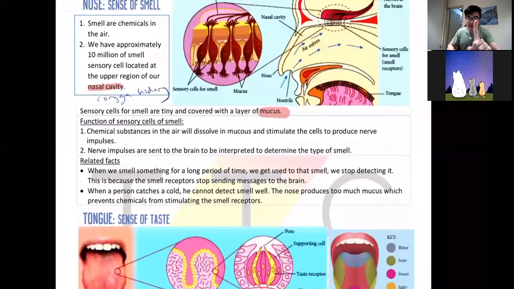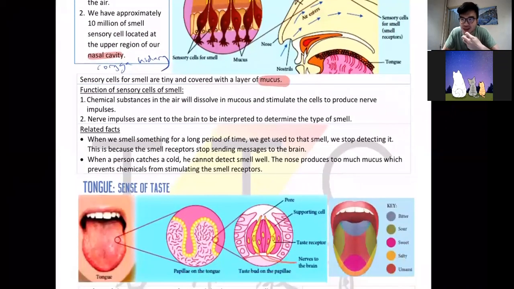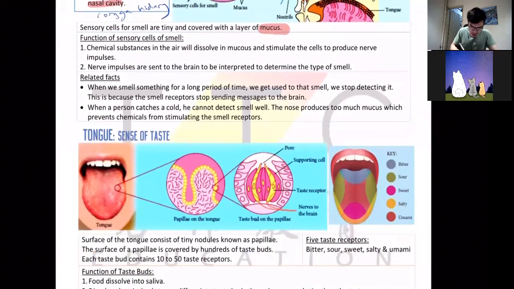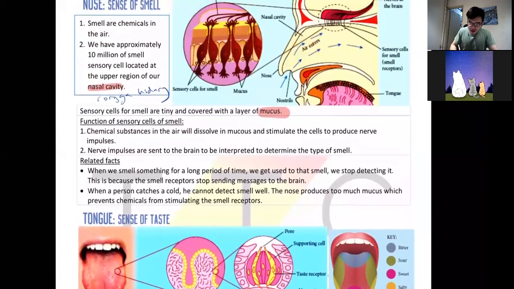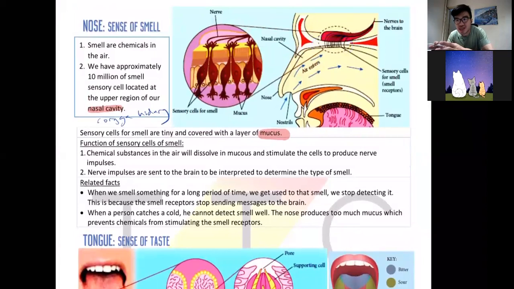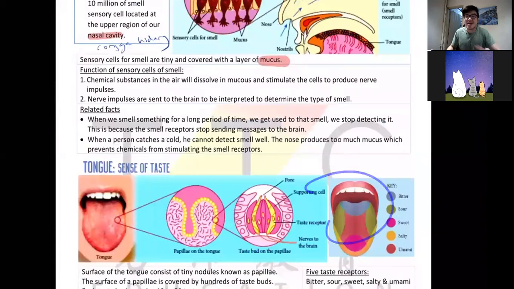So why this? Listen, for you to taste something, food needs to dissolve in your saliva first. Saliva will stimulate your taste bud. I'll talk about this taste bud later. What is taste bud? In Mandarin, it's called 味蕾. Your tongue has taste buds. So food needs to dissolve in saliva, and saliva stimulates the taste bud. Same thing as your nose. Smell needs to dissolve in mucus. Mucus will stimulate your smell receptor. If they are both dry, they won't work.